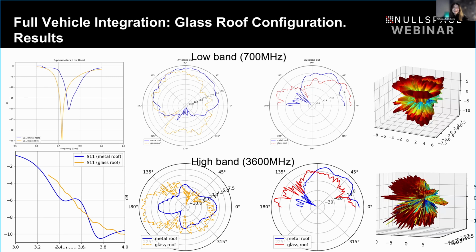So here we have the interesting results, and what we see is the comparison between the metal roof results that we saw before and the glass roof. The glass roof one is in yellow and the metal roof is in blue. First thing that really catches my eye is that we have a big resonance shift with the glass roof compared to the metal roof in our matching, right? The matching of our antenna changes.